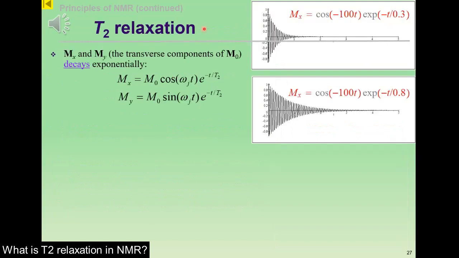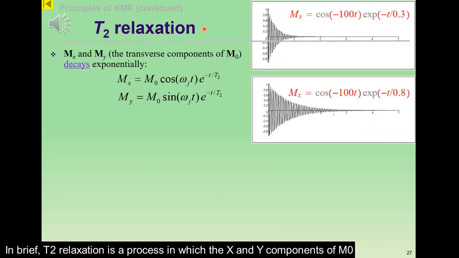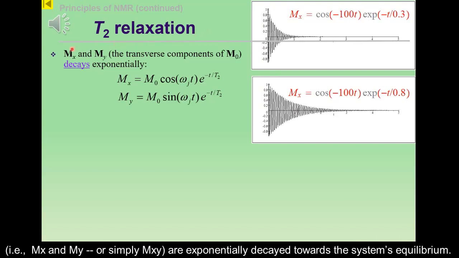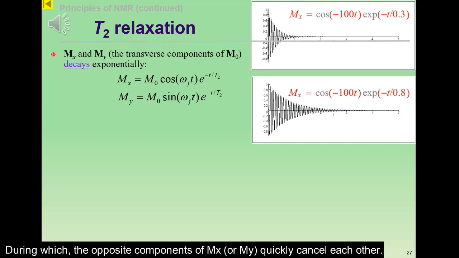What is T2 relaxation in NMR? In brief, T2 relaxation is a process in which the x and y components of M0, i.e., Mx and My, or simply Mxy, exponentially decay towards the system's equilibrium, during which the opposite components of Mx and My quickly cancel each other.